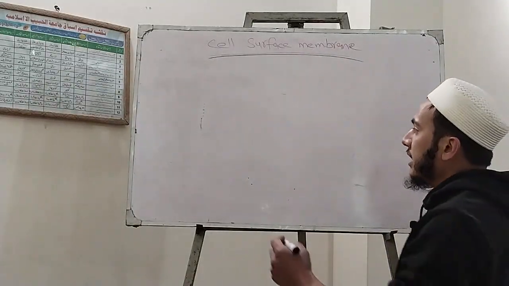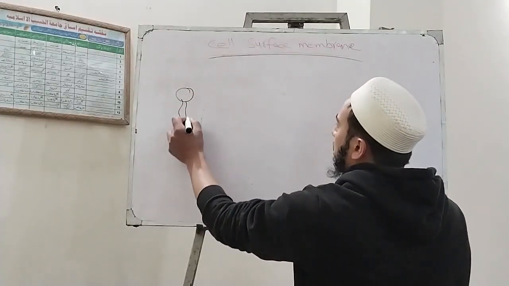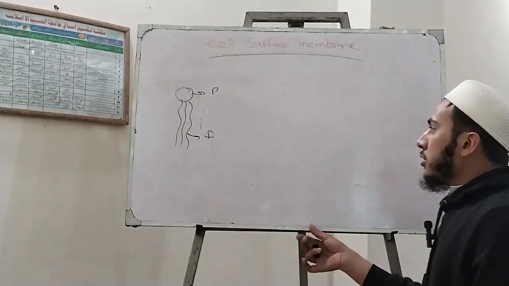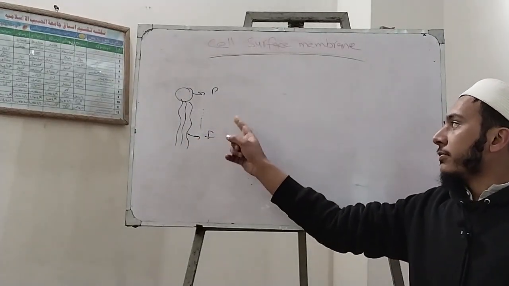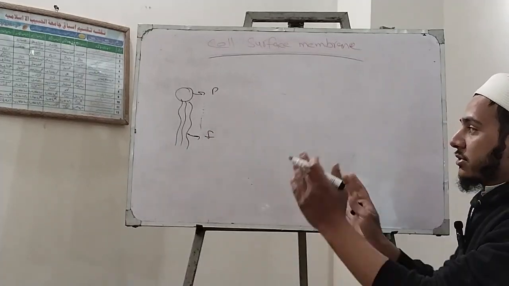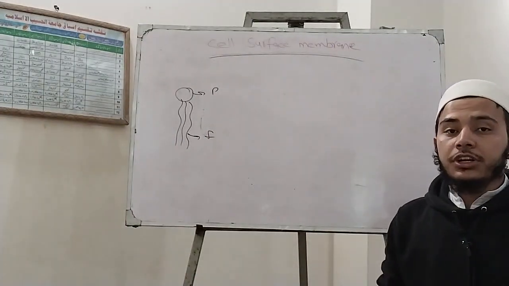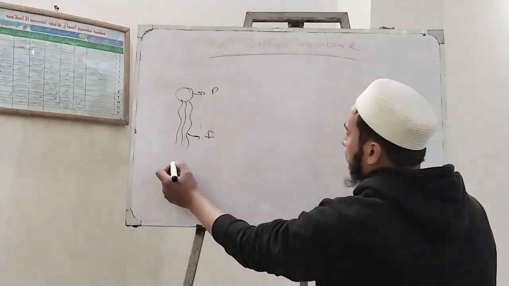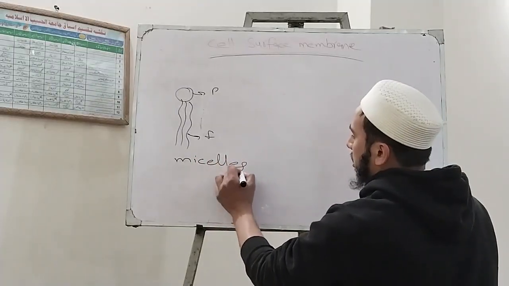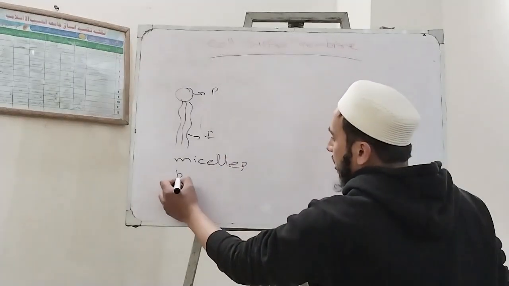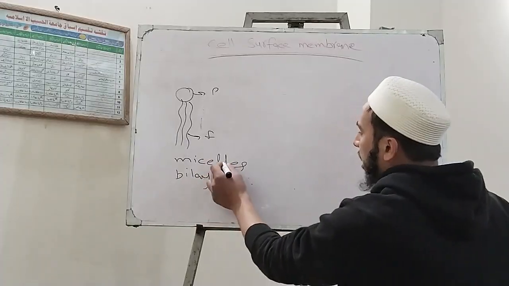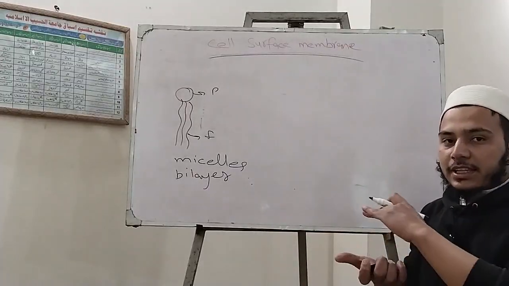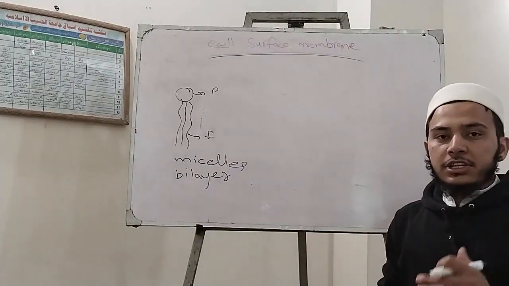So the structure of phospholipid is somewhat like this. This is the phosphate head, and these are the fatty acid tails. So the cell surface membrane is made up of such kind of combined layers. When the phospholipid layers are mixed with water, they form either of two structures. One is micelles and second is bilayer. Micelle means the phospholipid layers make a ball-like structure, and the bilayer, it's two layers. One is outer layer and one is inner layer.